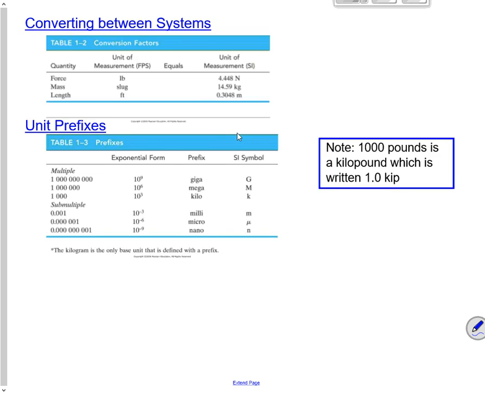Conversions between systems, hopefully you're familiar with all the types of conversions. Unit prefixes, same thing. We still use kilo and milli and mega and all those things. The one thing you need to notice is 1,000 pounds in US customary is sometimes abbreviated KIP, kip. So 1 kip is a kilopound.